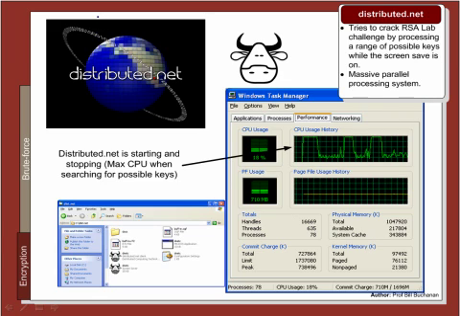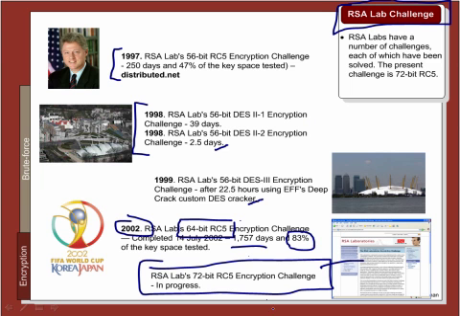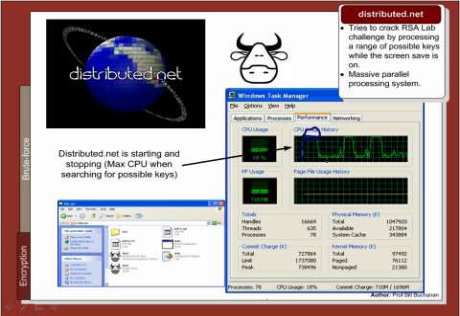The distributed.net project works in a way that it is possible to download a process which runs when the screensaver starts. So in this case, the screensaver is starting and stopping. So we can see here it goes up to maximum CPU utilization when the screensaver is on, and in this region it's computing some encryption keys related to the RC5 algorithm. We've stopped the screensaver here and started it back again. So it's possible to create a massively parallel processing system that can search encryption keys.